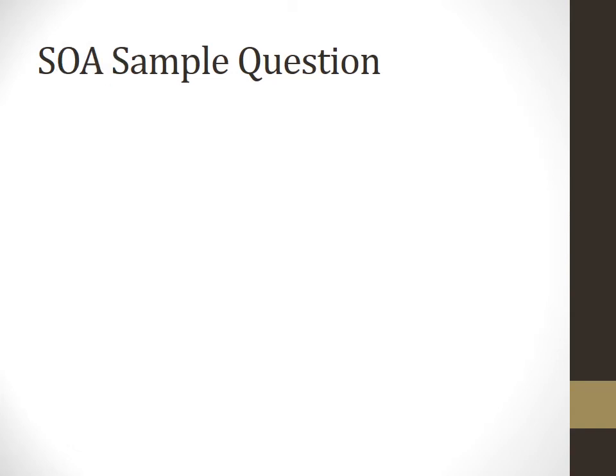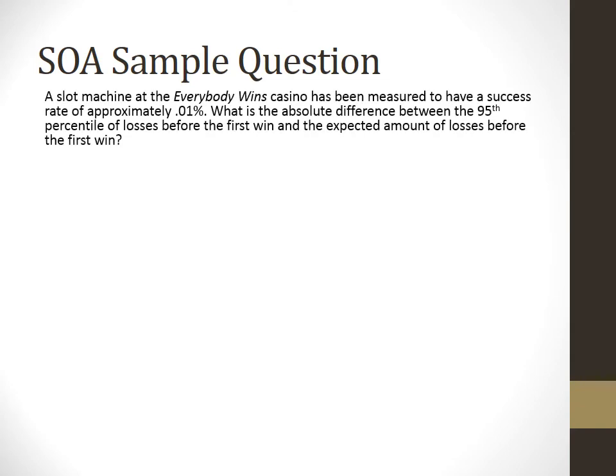All right, now the moment we've been waiting for. Let's take an SOA sample question in its intensity. The same thing, but we're going to change a few things about this. A slot machine at the Everybody Wins casino has been measured to have a success rate of approximately 0.01%. What is the absolute difference between the 95th percentile of losses before the first win and the expected amount of losses before the first win?